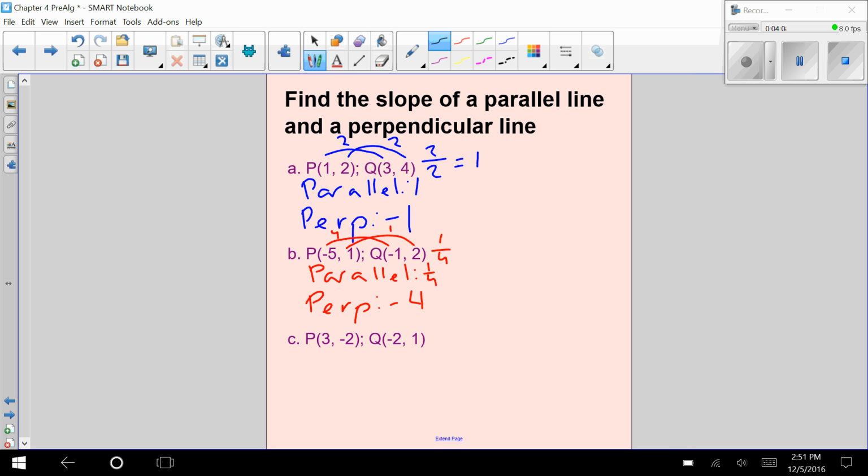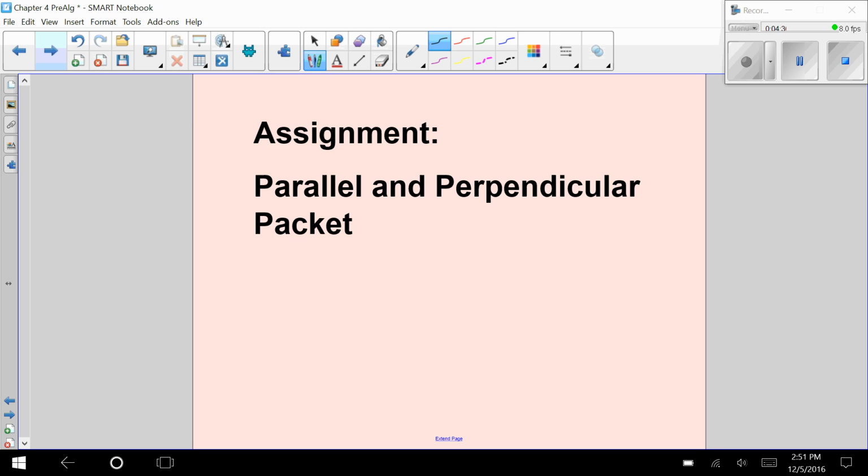And for letter C, -2 to 1 goes up by 3. 3 to -2 goes down by 5. So that slope is -3 over 5. The slope of a parallel line is the same, -3 over 5. And the slope of a perpendicular line, we flip that over and make it its opposite, so it is 5 over 3. Here's your assignment.